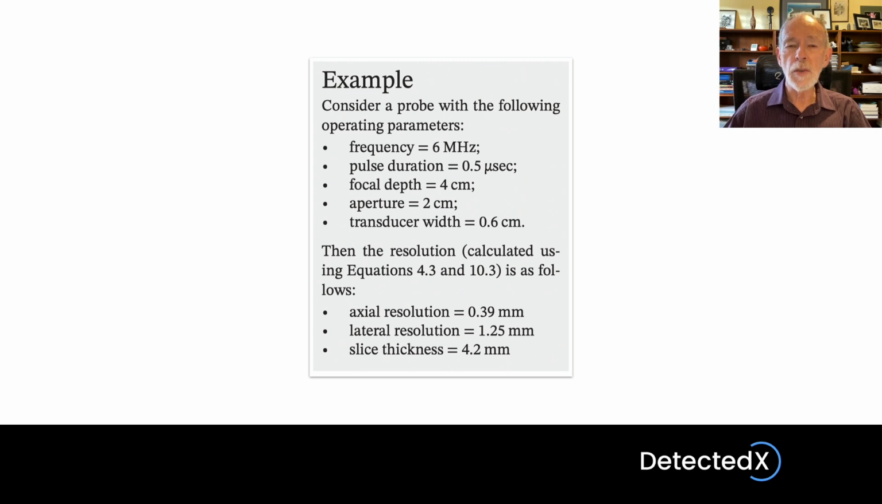So you can see that the lateral resolution is worse than the axial resolution by about a factor of 3, and then the slice thickness is worse than the lateral resolution, again by about a factor of 3. So the axial resolution is by far the best resolution, and this is why you are always urged to use perpendicular incidence whenever you can to get clear images of tissues and to make accurate measurements.